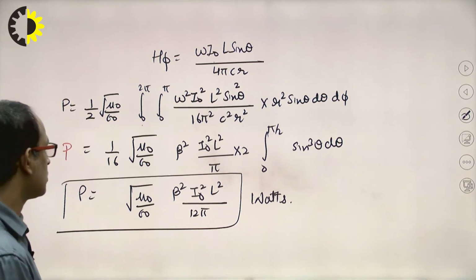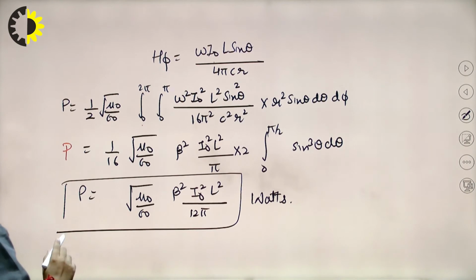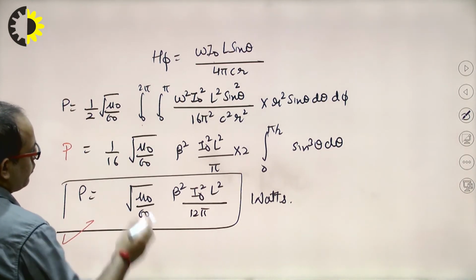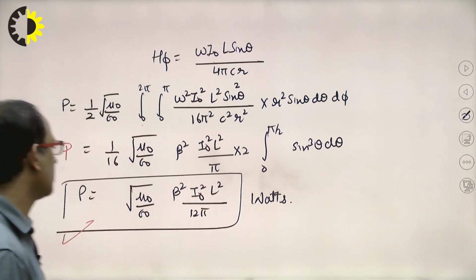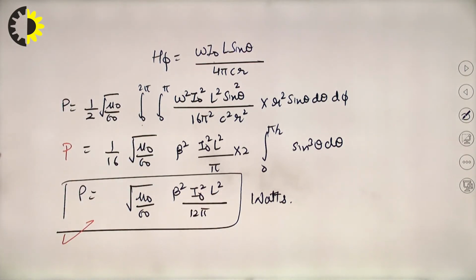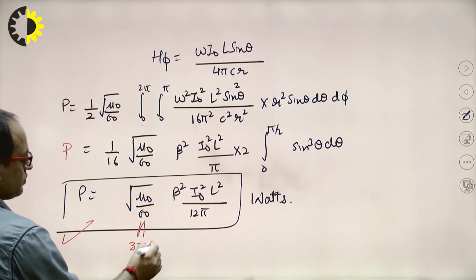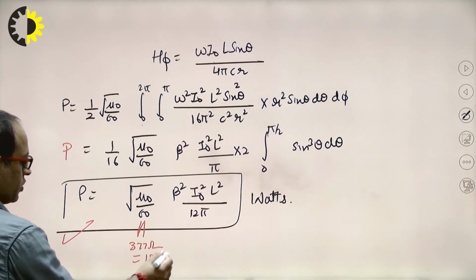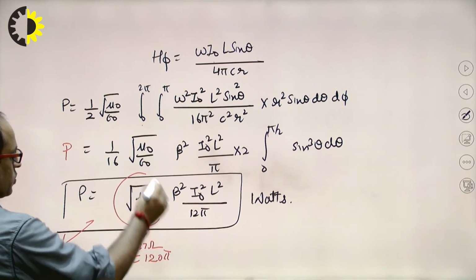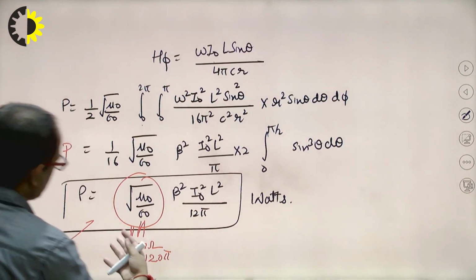Clear? On solving this integration, you will get power radiated equal to root of mu naught by epsilon naught, beta square I naught square into L square divided by 12 pi watt. Clear? Now put the value of this one, that is equal to 377 ohm or 120 pi. Put this value here, just put this value at the end.